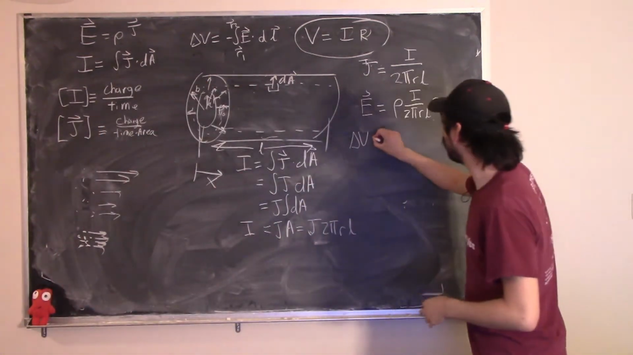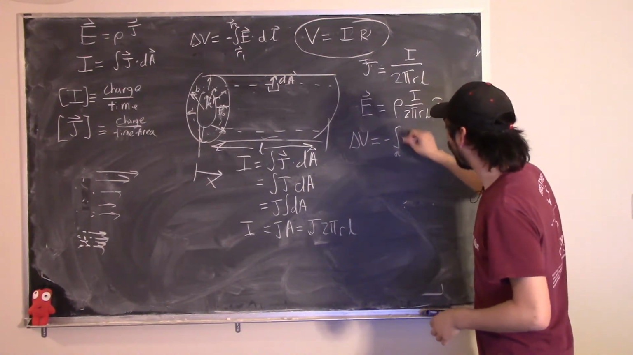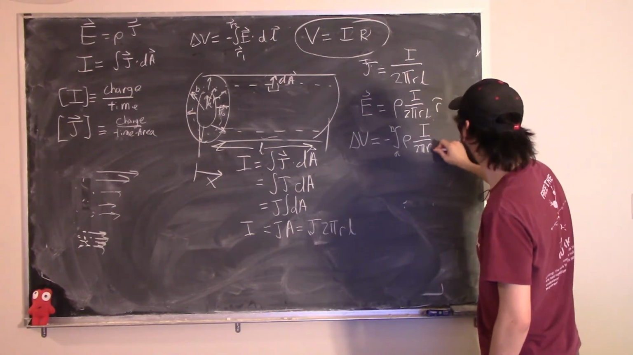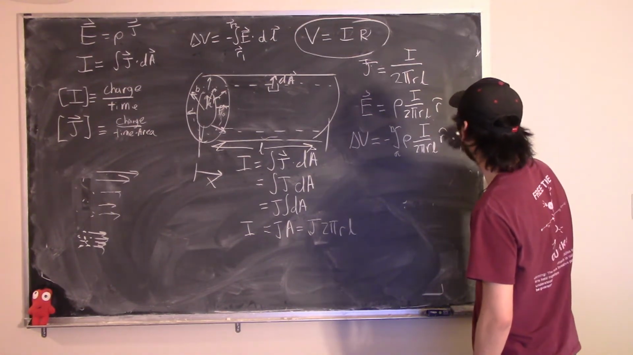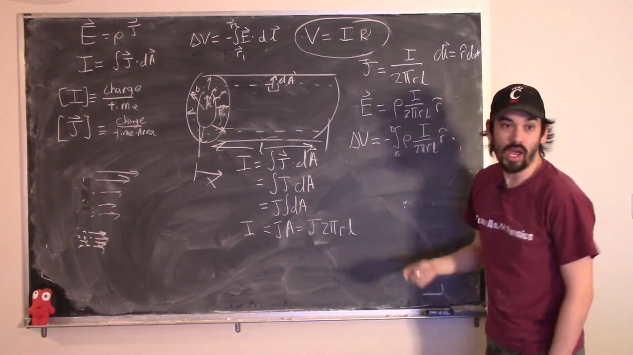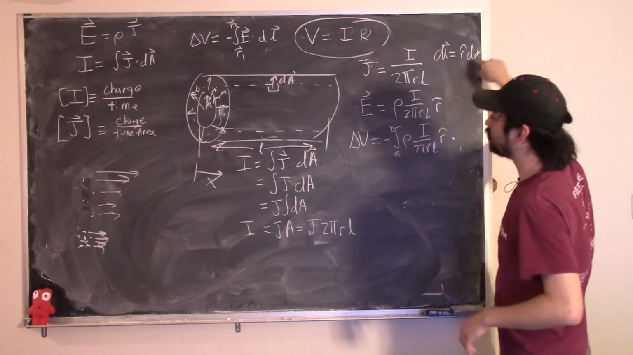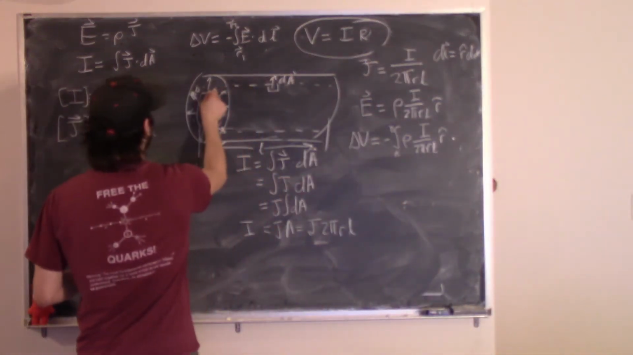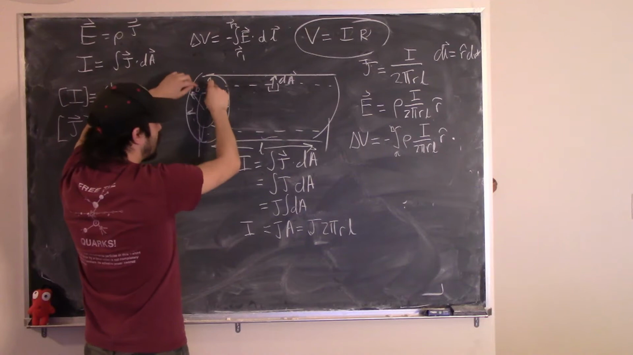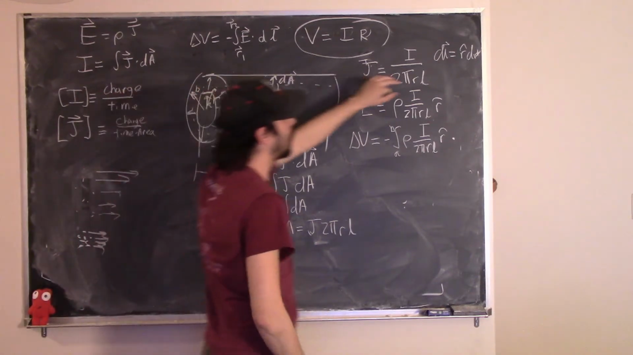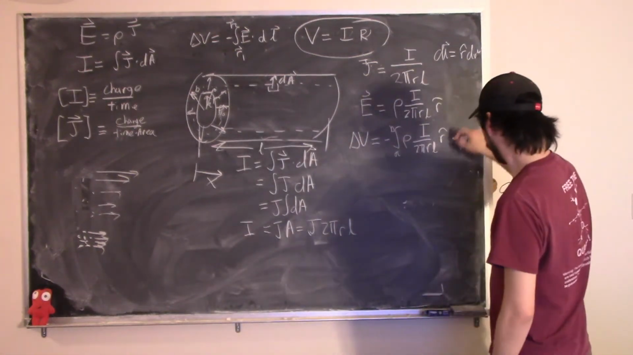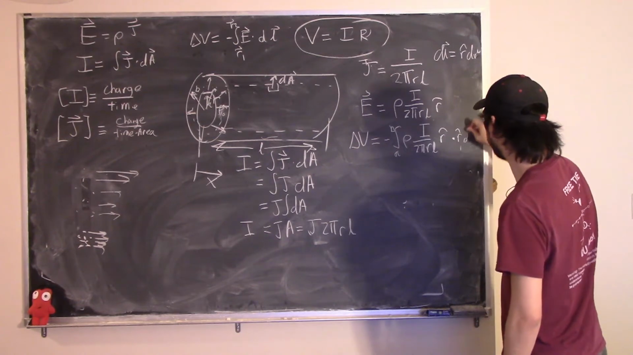So this is going to be equal to the negative integral from A to B of rho I divided by 2 pi r L times r hat dot, in this case, dl vector is going to be r hat dr. And we can see the reason why this should be a dr is because really what I'm doing here is adding up all of the electric field, taking this walk from this inner radius to the outer radius. And the direction that that is going is the r hat direction, and the little pieces are little pieces of dr. Okay. So this is going to be r hat dot r hat dr.